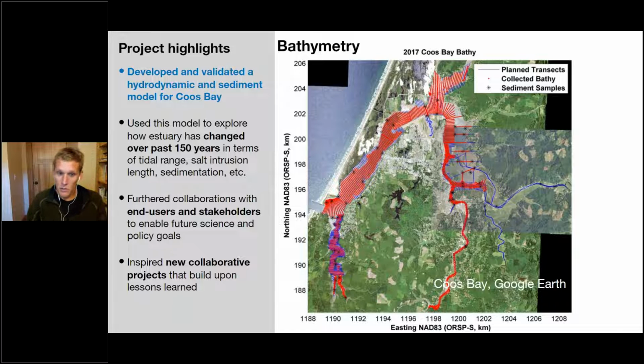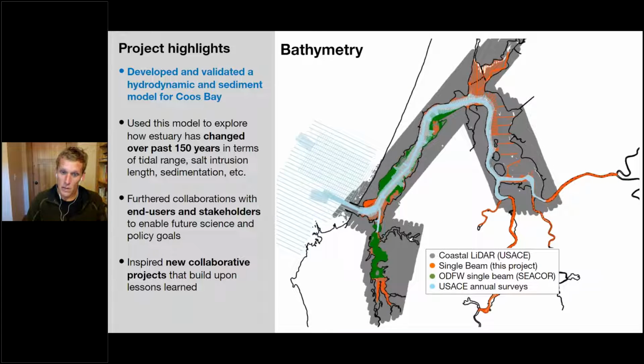So again, what you can also tell maybe by this plot is that the jet ski data doesn't cover everywhere in the estuary. So we actually were able to take Peter's data from the jet skis and combine it with some other sources of data. And I'll show you those now.